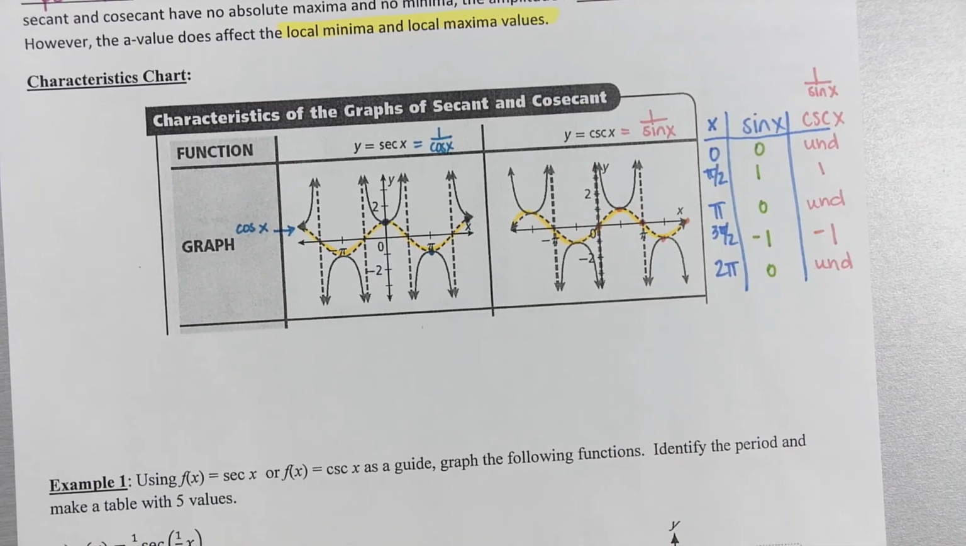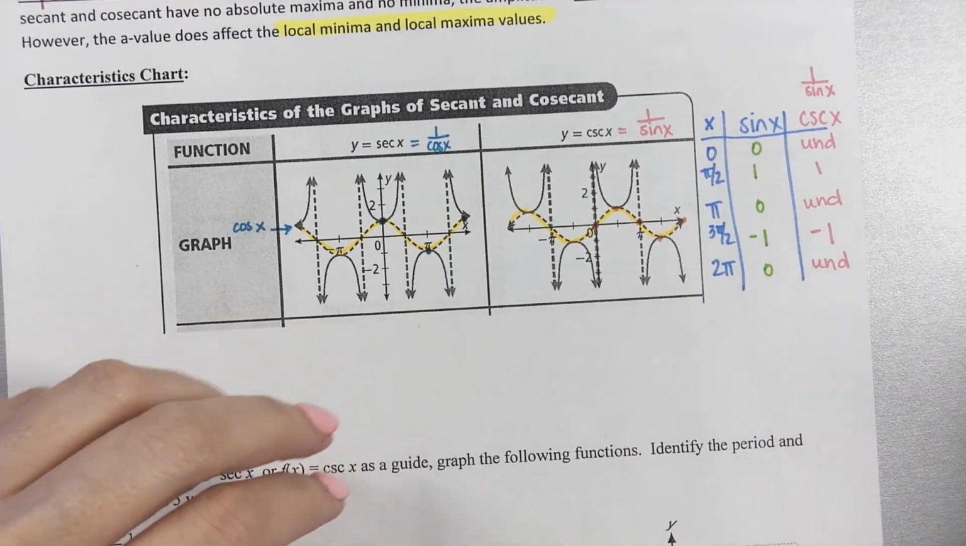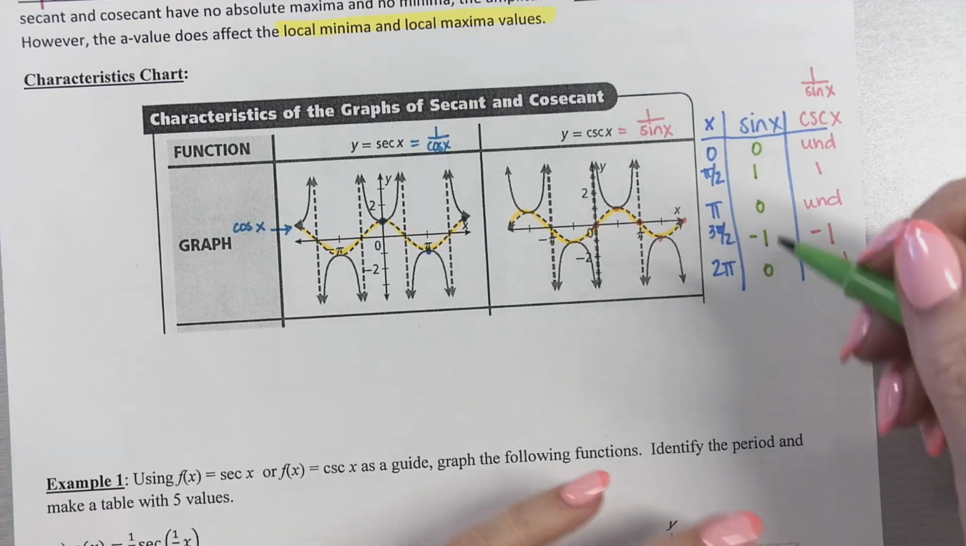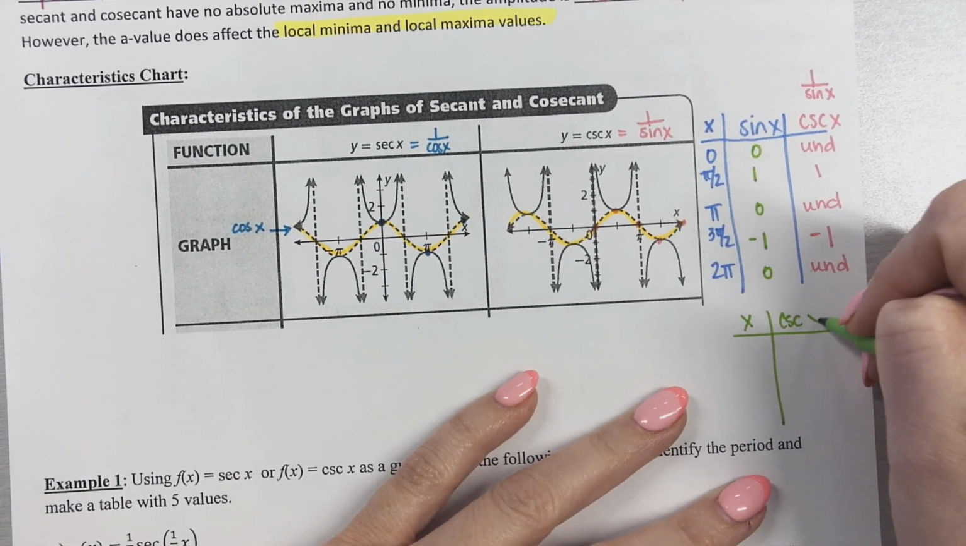Okay, so this is going to be part of our pattern. So we're going to be using the x and we're going to be using the cosecant. Like we did before, remember how I made those tables for you? So you know where you start, where you end, and how those go? We'll do the same thing with this. Okay, so we'll do x and we'll do the cosecant of x.